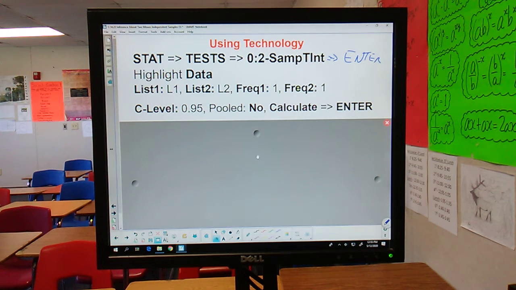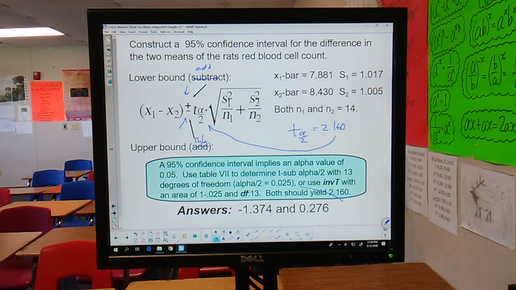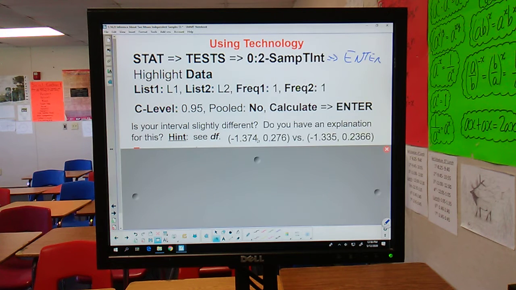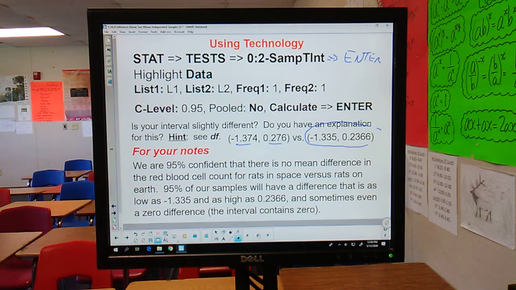At the top of the screen, you should see your interval. Now, is your interval slightly different? On the previous page, remember this down here? Our interval was negative 1.374 and 0.276. Your calculator now is saying this. It's not that you did anything wrong, it's just why is that the case? It's the DF thing again. The DF is 25.996. So it has to do with how the calculator does it differently than doing it by hand. If I gave you an assessment on this, either one would be fine. Copy that down for your notes.